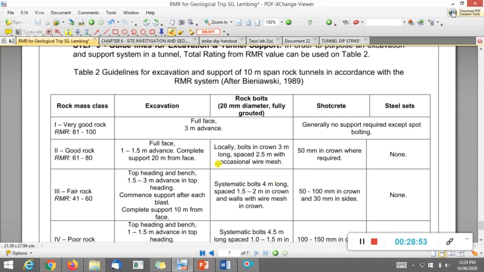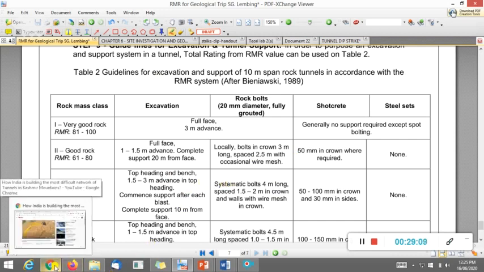Okay, now I will show you one of the video, to give you the idea, how the excavation support. What is the excavation support from the RMR value? Okay, the condition.